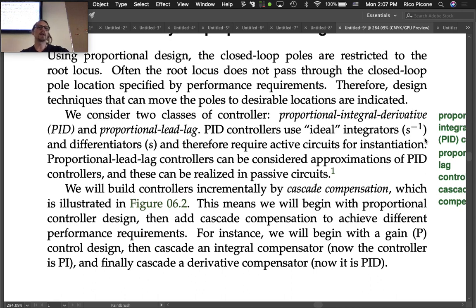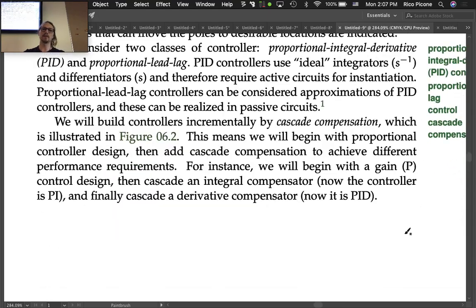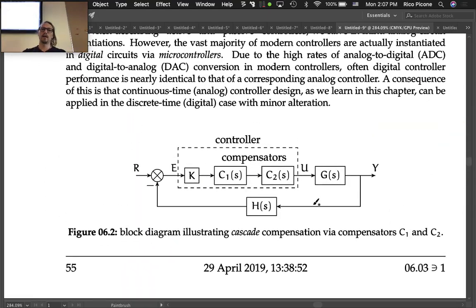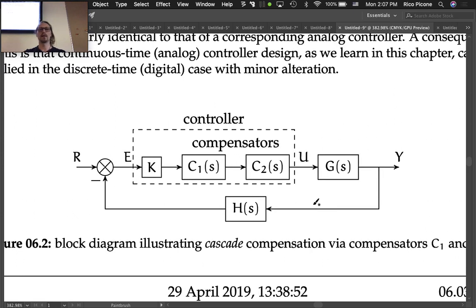We will build controllers incrementally by cascade compensation, which is illustrated in figure 6.2. So here's the figure. Here's our usual control block diagram with feedback. The command error gets fed to the controller. Here's our plant. And there's our output that we're trying to control. So the controller has this cascade topology to it. So we've got the gain.